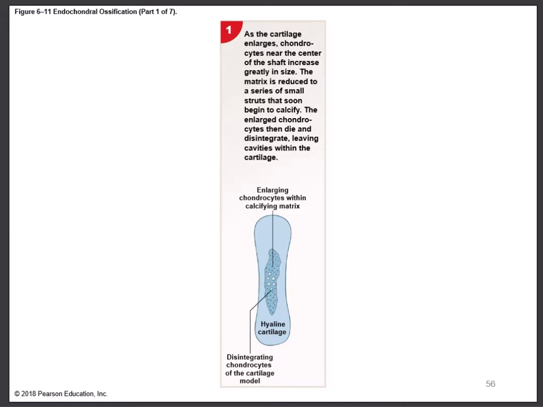Eventually, since the cartilage doesn't have a blood supply, these cartilage cells die, leaving these large cavities. So basically what's happening in the first step of this endochondral ossification is we have enlargement of the chondrocytes, which are the cartilage cells. They get bigger and bigger until they actually die and form these large cavities with little small struts of cartilage between these cavities, and those struts will eventually turn to bone. They'll actually calcify.